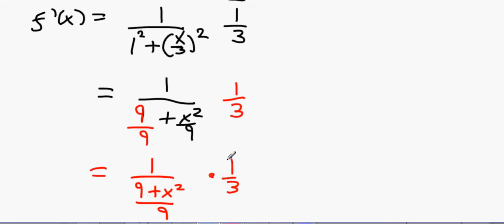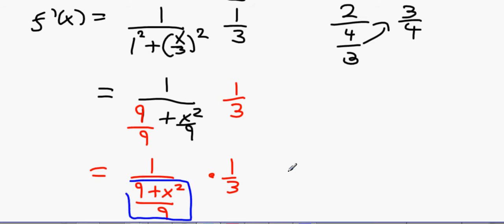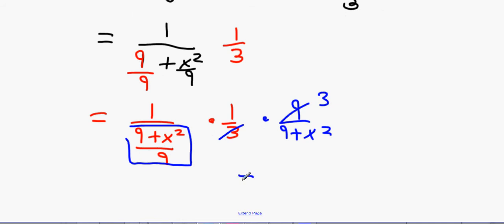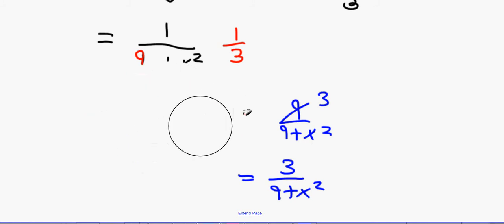Now when we have a number divided by a fraction, we bring the fraction up to the top and turn it upside down. So we do the exact same thing with what's in this blue box here. We bring it to the top, and it turns into 9 over 9 plus x squared. The 9 and that 3 turn into 3. So our answer will be 3 over 9 plus x squared. Okay, so that is f dash x done.